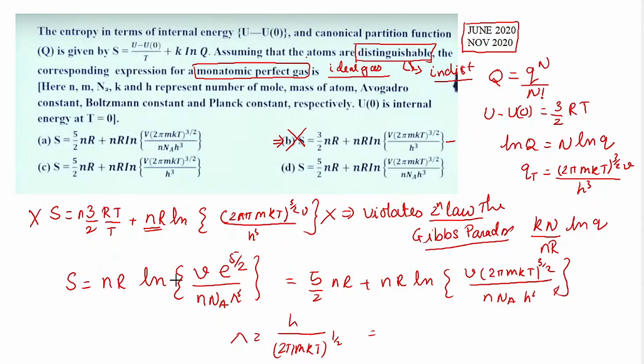So this is the correct answer, that is option A is correct, and hence in the CSIR NET key also option A is the correct answer. The reason is that the other equation violates the second law of thermodynamics, and it can be proved using Gibbs paradox, and the link of that proof is in the description, so you can check it also. This was a very smart question indeed.